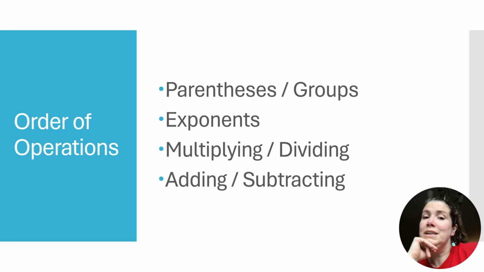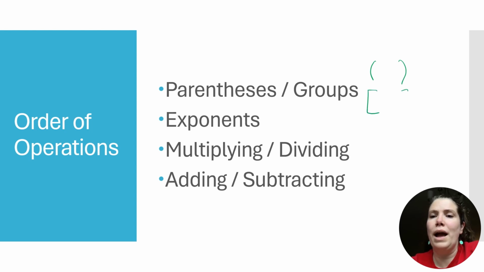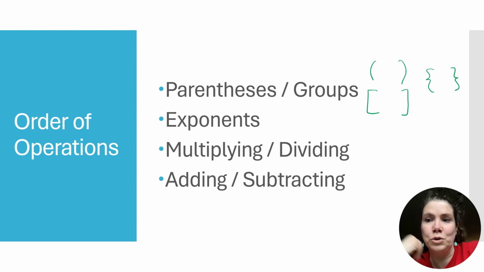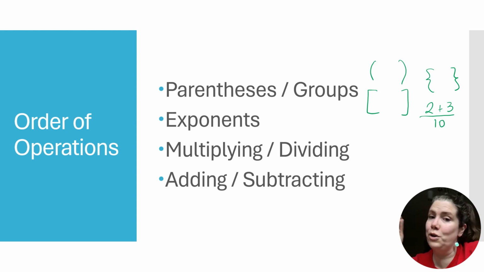When we are simplifying an expression, we want to follow these rules to help us get through these different steps. The first one is parentheses, which will sometimes look like the regular parentheses you remember. Sometimes it'll look like a bracket. Sometimes it'll look like a squiggle. And there's also these little invisible groups, like you might see 2 plus 3 on the top of a fraction. That is a little group too, because you have to do those before you can keep going in your fraction. So parentheses and groups, exponents, and then multiplying and dividing.